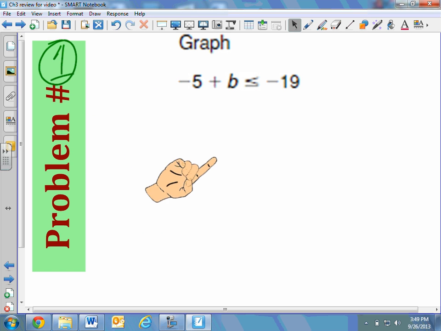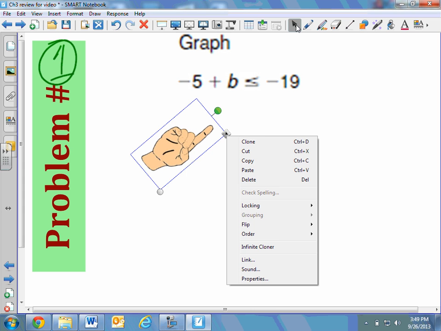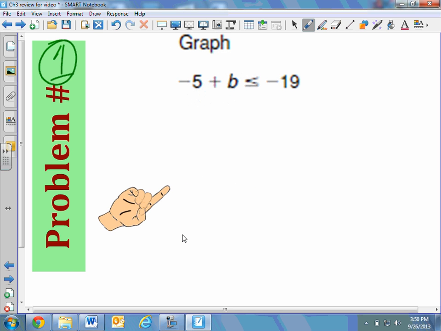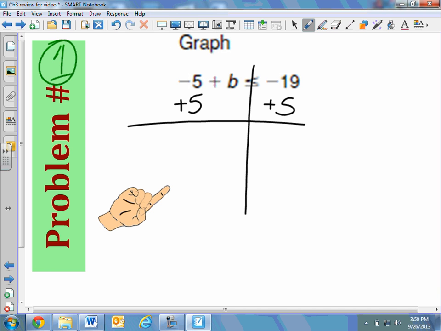This one says to graph this. So obviously I can't graph this until I solve for B, right? And I'm first going to draw a line down the inequality sign. You guys know how to do all that stuff. I'm going to get rid of my -5, so I'm going to do the opposite here. It's +5, +5. This one's fairly easy. Now I end up with B. And on the other side, -19 plus 5 is -14, and my same inequality sign, okay? And that's pretty much it.